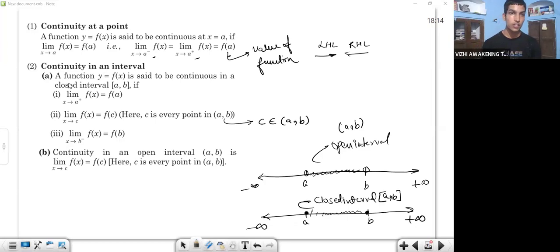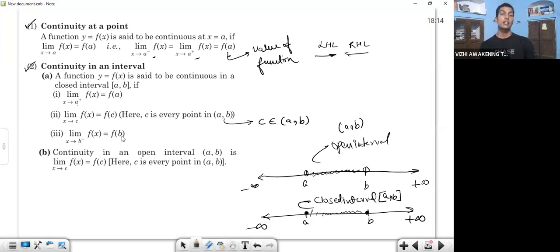Okay, let's proceed further. We have discussed the continuity of a function at a point, and we have discussed intervals. So a function y = f(x) is said to be continuous in an interval if the limit of the function approaching from the right-hand side equals the value of the function, and the limit of the function at c, where c is a point belonging to the open interval (a, b), means c can be any point between a and b.